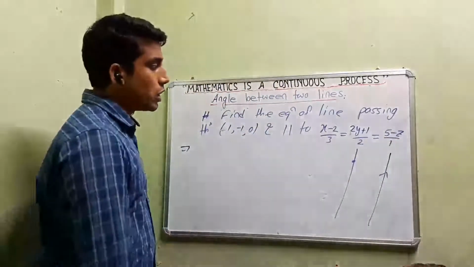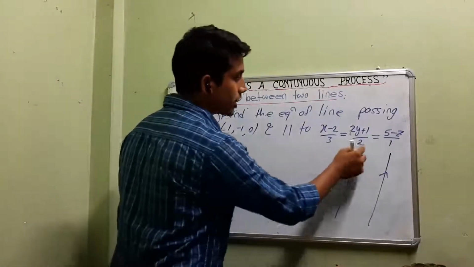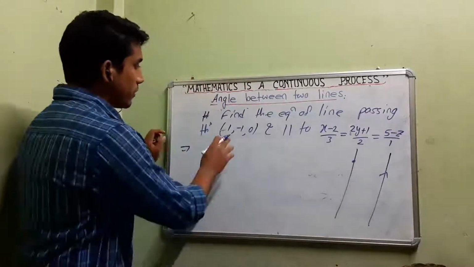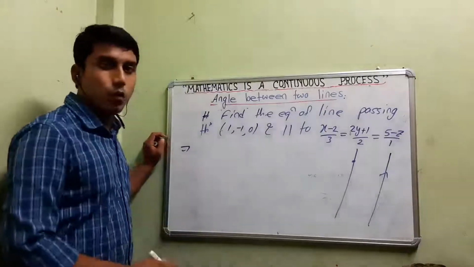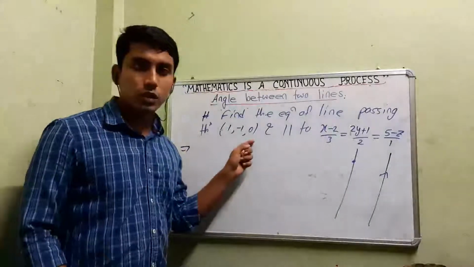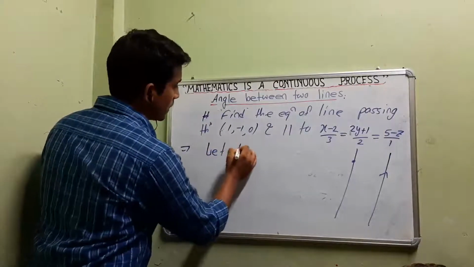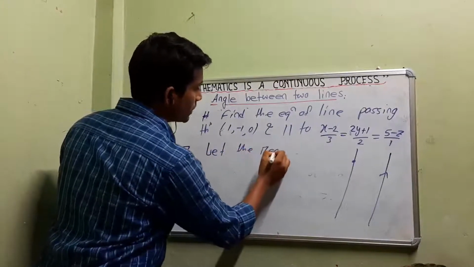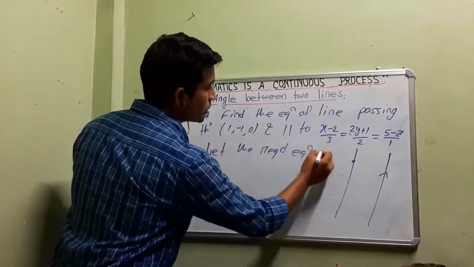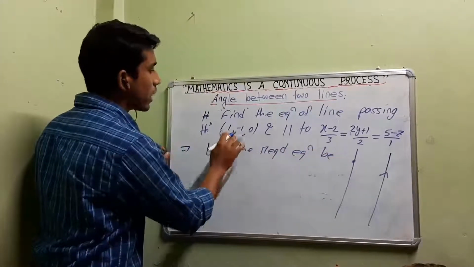So what we'll do, we'll try to get the direction ratios, because the equation of a line passing through some point, you can let the equation of the line be. So let the required equation be, as it is passing through the point (1, -1, 0).